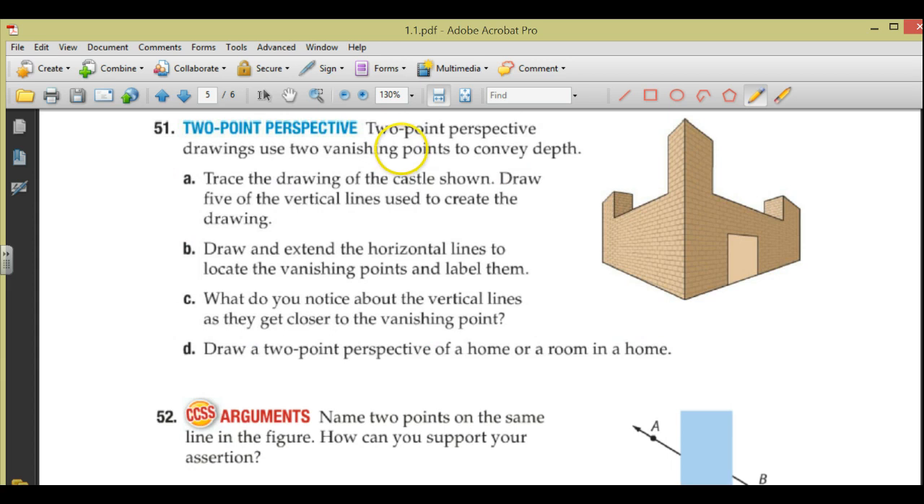Number 51, two-point perspective drawings. Two-point perspective drawings use two vanishing points to convey depth. Step A, trace the drawing of the castle shown. Draw 5 of the vertical lines used to create the drawing. So we want vertical lines going up and down.